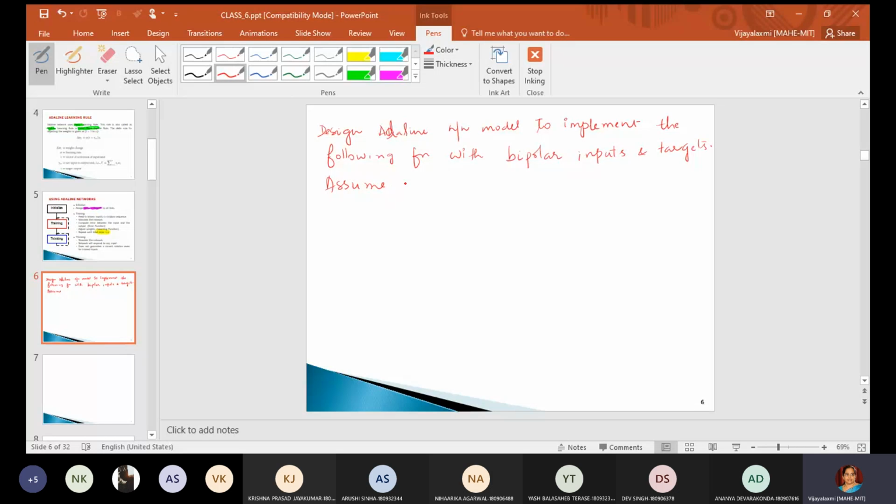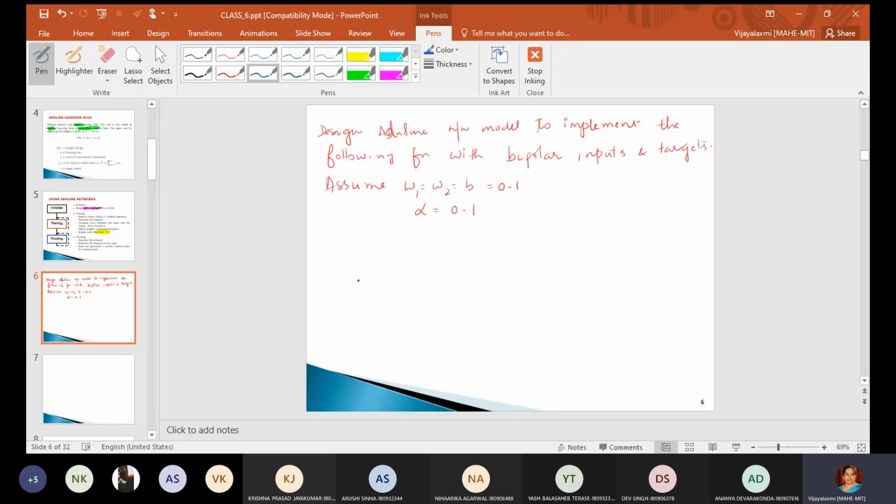Assume W1 is equal to W2 is equal to B is equal to 0.1. Learning rate alpha is equal to 0.1. Okay, these are the assumptions which you have to make. That's all the question.